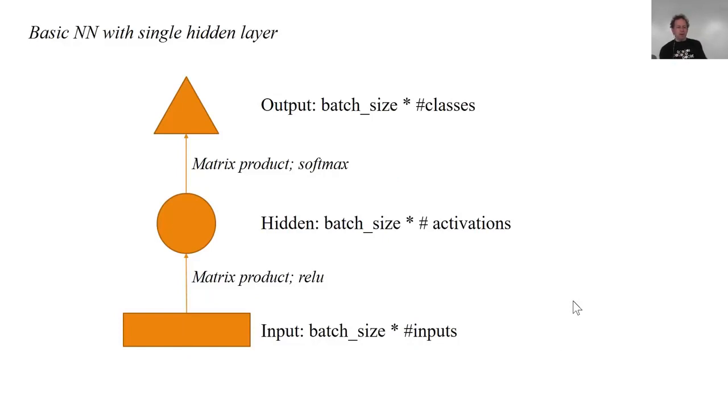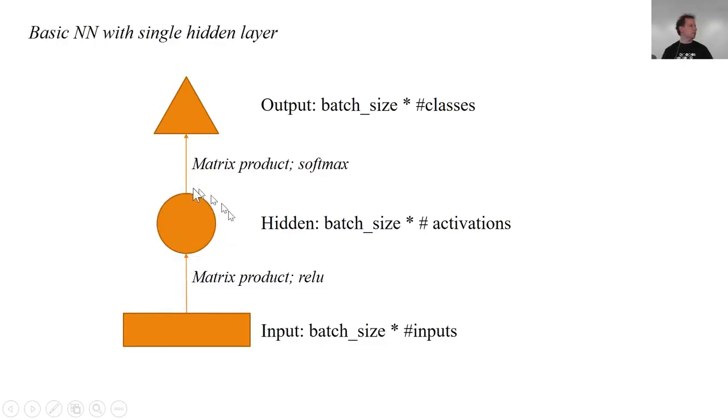Okay, so we're going to start with something that's not an RNN, and I'm going to introduce Jeremy's patented neural network notation involving boxes, circles, and triangles. Let me explain what's going on. A rectangle is an input. An arrow is a layer.